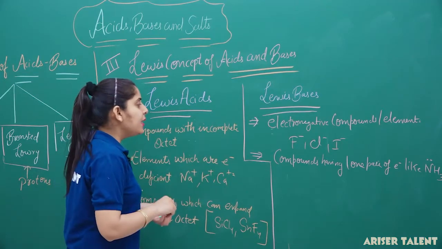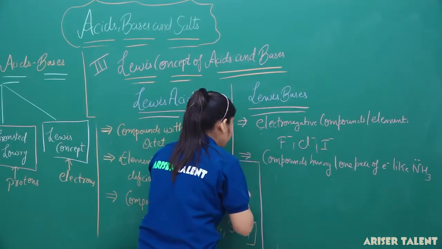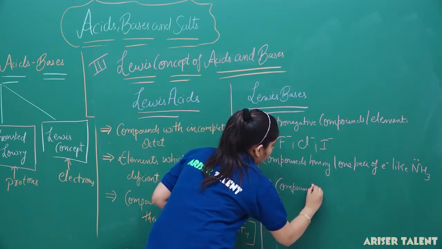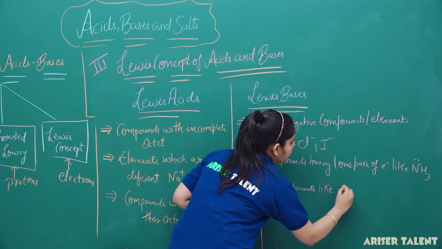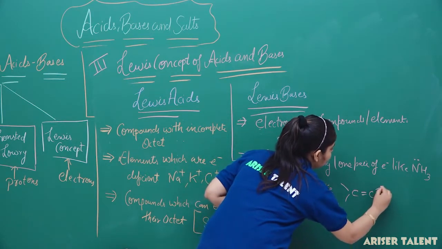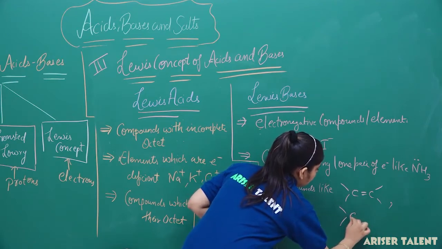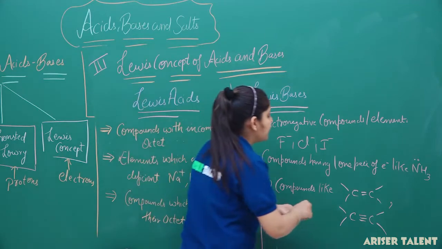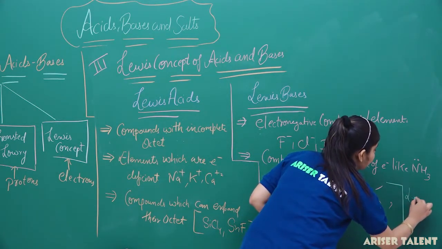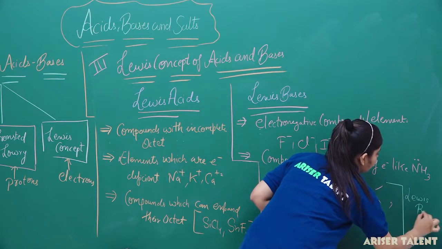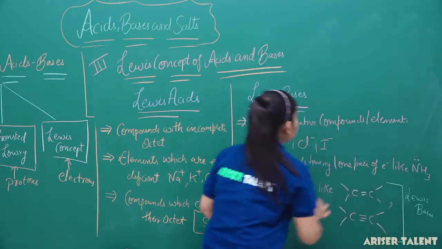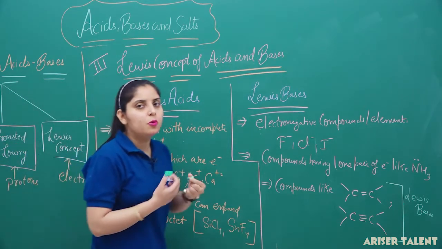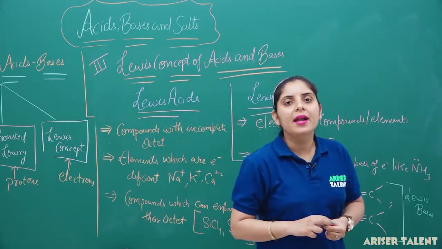Now thirdly, compounds like C=C and C≡C will act as Lewis bases. So these compounds will act as Lewis bases. So in this topic we have discussed which compounds act as a Lewis acid and which compounds act as a Lewis base.